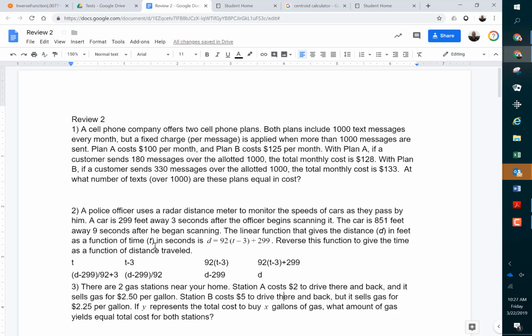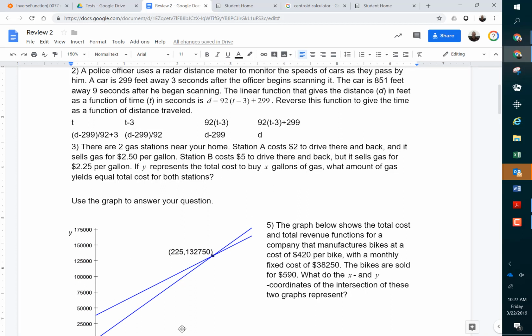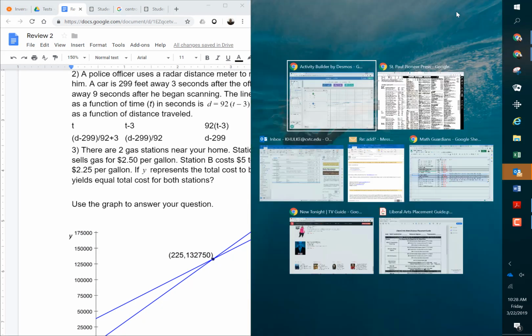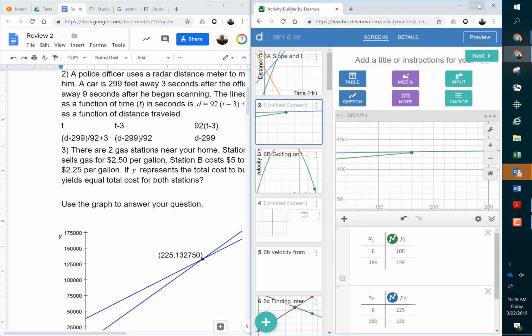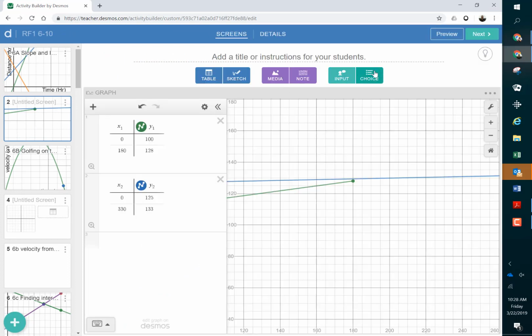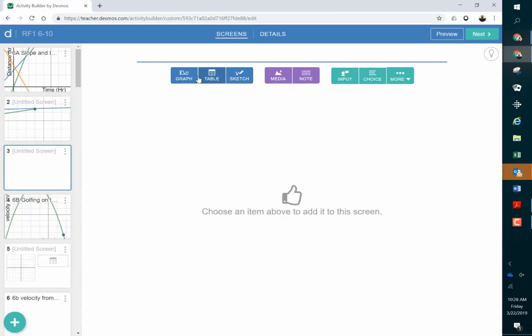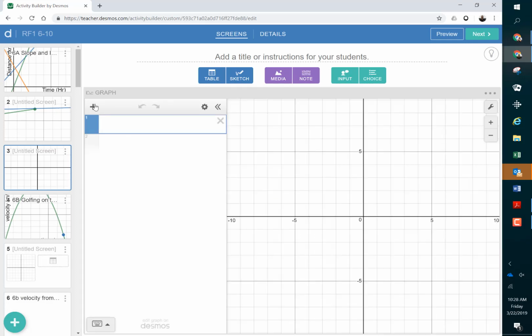Okay. There are 2 gas stations near your home. Station A costs $2 to drive there and back, and it sells gas for $2.50. Station B costs $5 to drive there and back, and sells gas for $2.25. If Y represents the total cost to buy X gallons of gas, what amount of gas yields the same total cost for both stations? I think this is another good one to graph in Desmos. Let's add a graph, and let's put a table in there.